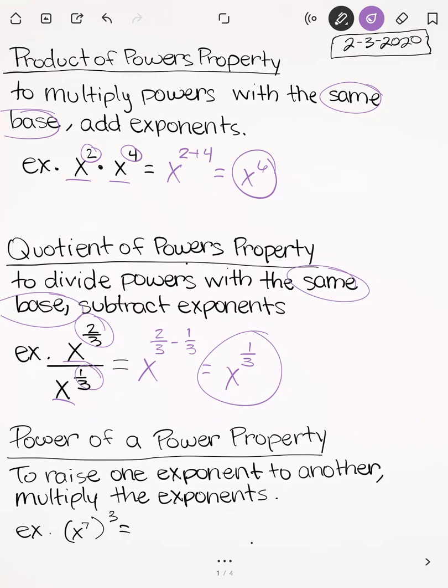Power of a power property is when you have an exponent raised to another exponent. So when you have that, you multiply the exponents together. So this would be an example, x to the 7th raised to the 3rd power. So we're going to multiply. So we have x to the 7 times 3 power, and 7 times 3 is 21. And that would be simplified.